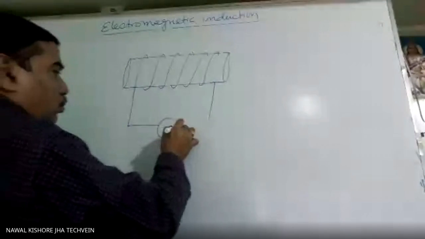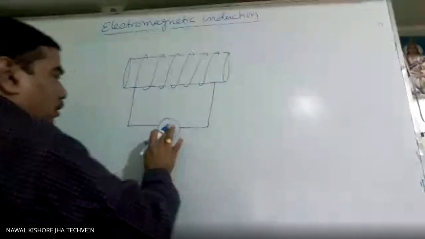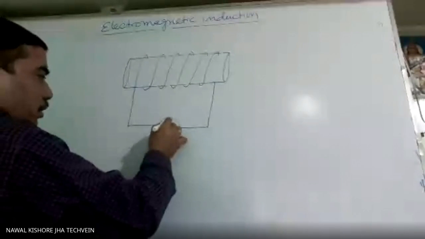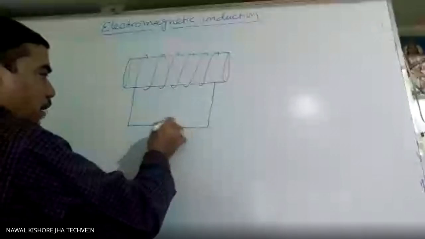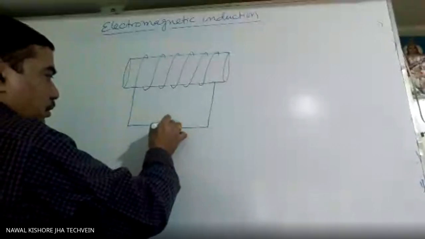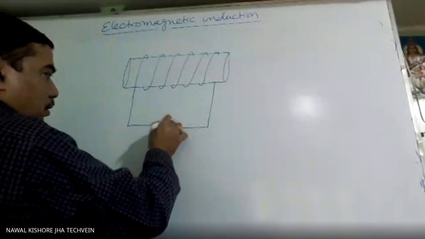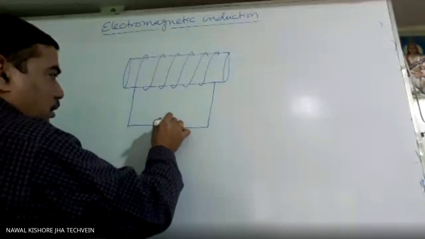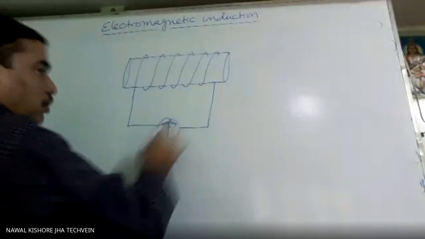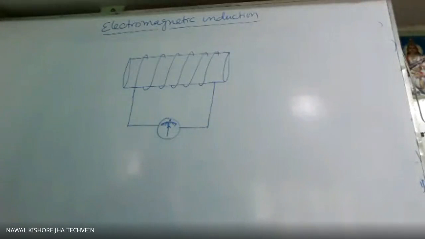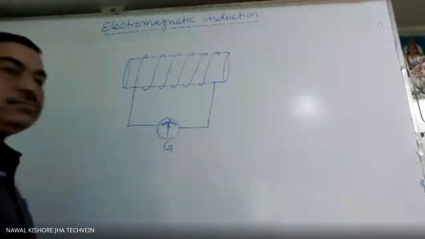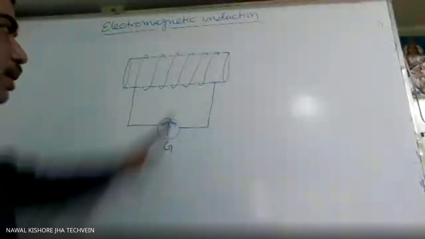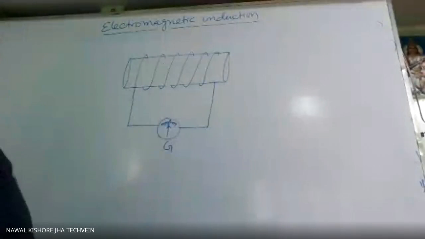Suppose the two ends of this solenoid are connected by a galvanometer. The galvanometer has a pointer, like this. This is the scale, this is 0, and both sides will have divisions. So when there is no change in magnetic field, the galvanometer will show 0 deflection.